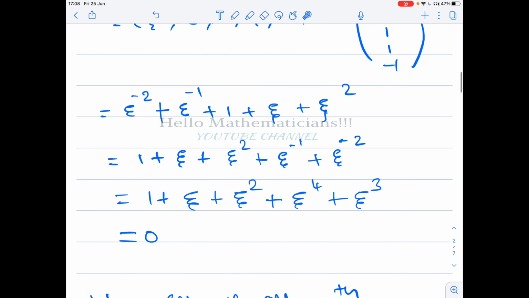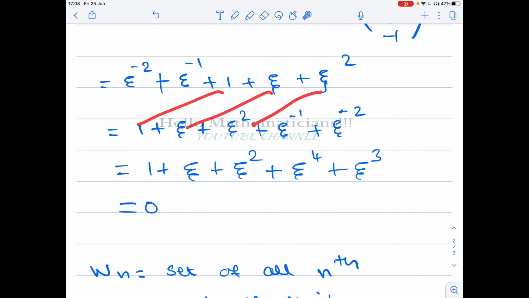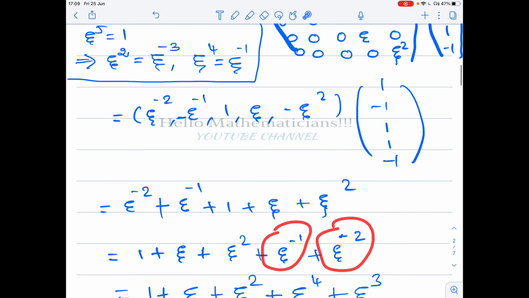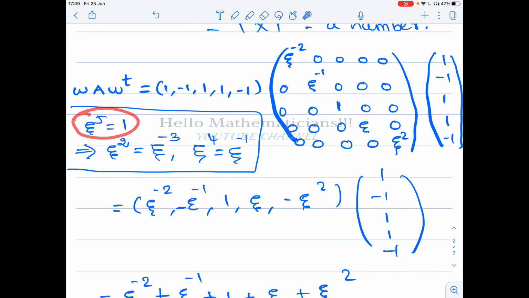So now this is 1 plus theta square plus theta power minus 1 plus theta power minus 2. This theta power minus 1 and theta power minus 2 we want to modify. Since theta is a primitive fifth root of unity, its fifth power will be 1. If it is any fifth root of unity and you raise it to the fifth power, you will get 1. So far we haven't used the fact that it is a primitive fifth root of unity; we have just used the fact that it is a fifth root of unity. Then theta power 5 equals 1.